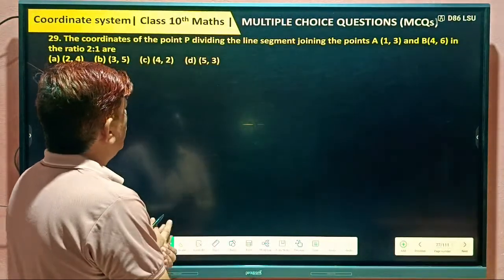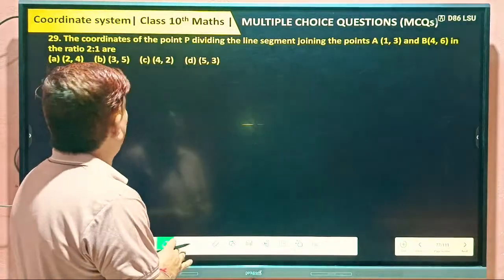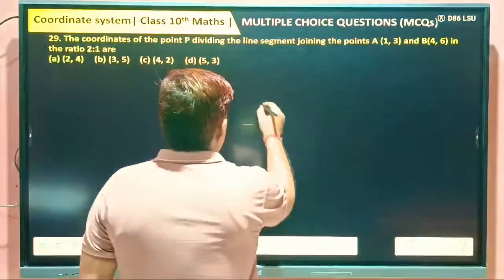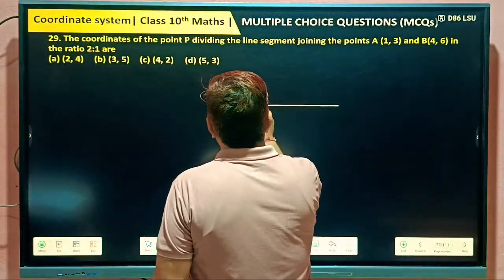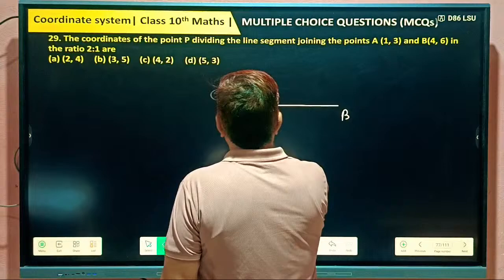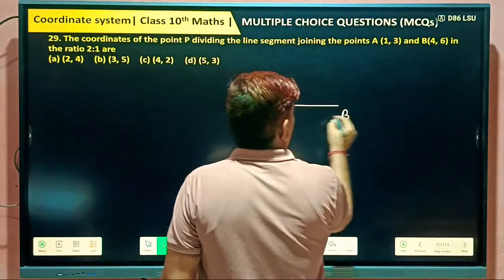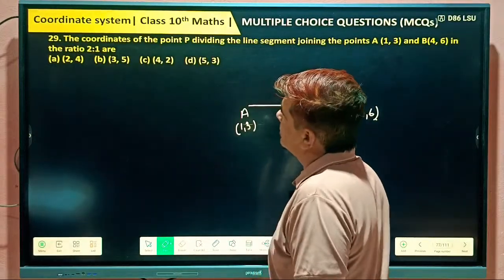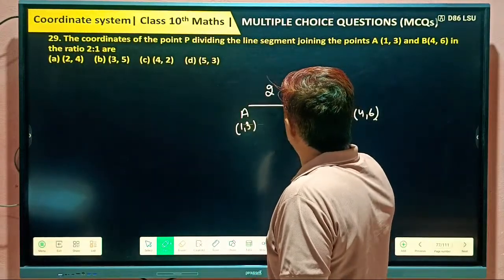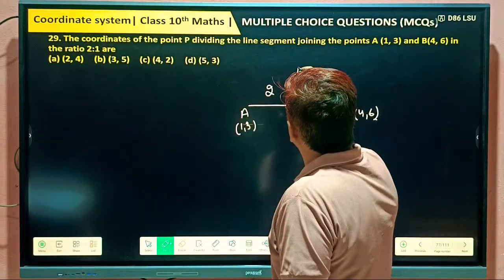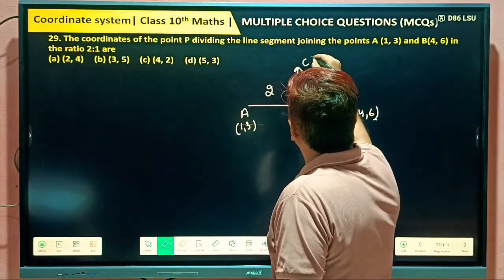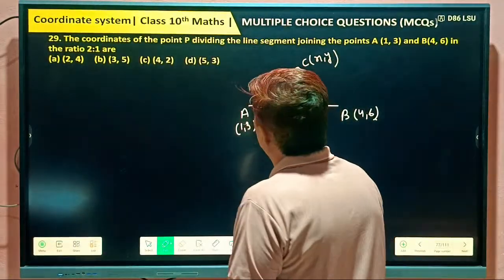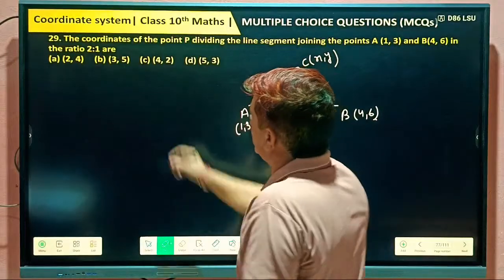The coordinates of the point P dividing the line segment joining these two points in the ratio R. So, same question like this. We have this point A, and this is point B. Its coordinates are 4 and 6. There is a point which divides this in this ratio, and the coordinates of this point, we can say C, are x and y. So we have to find out the coordinates x and y.